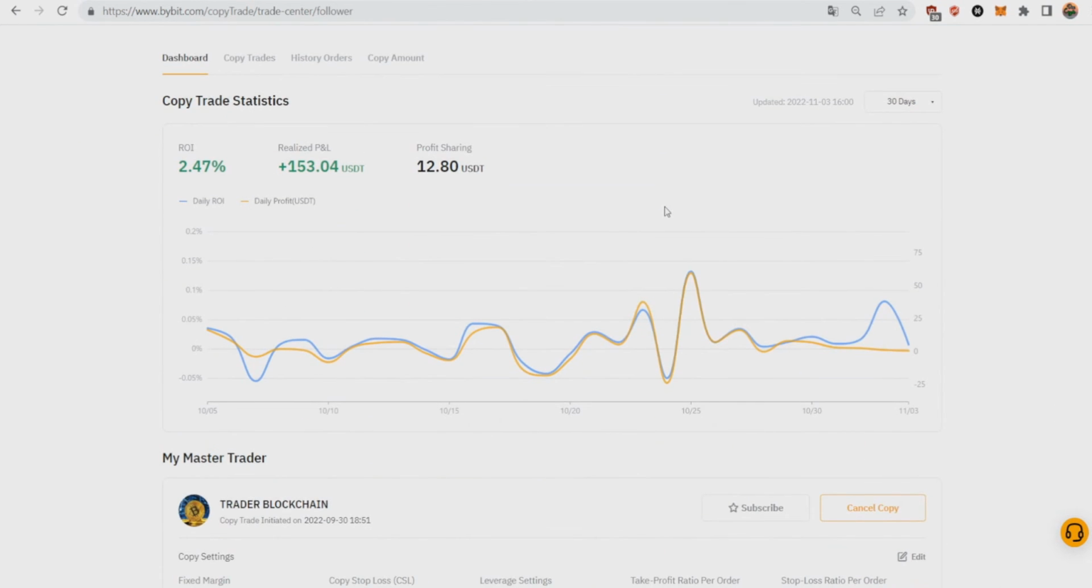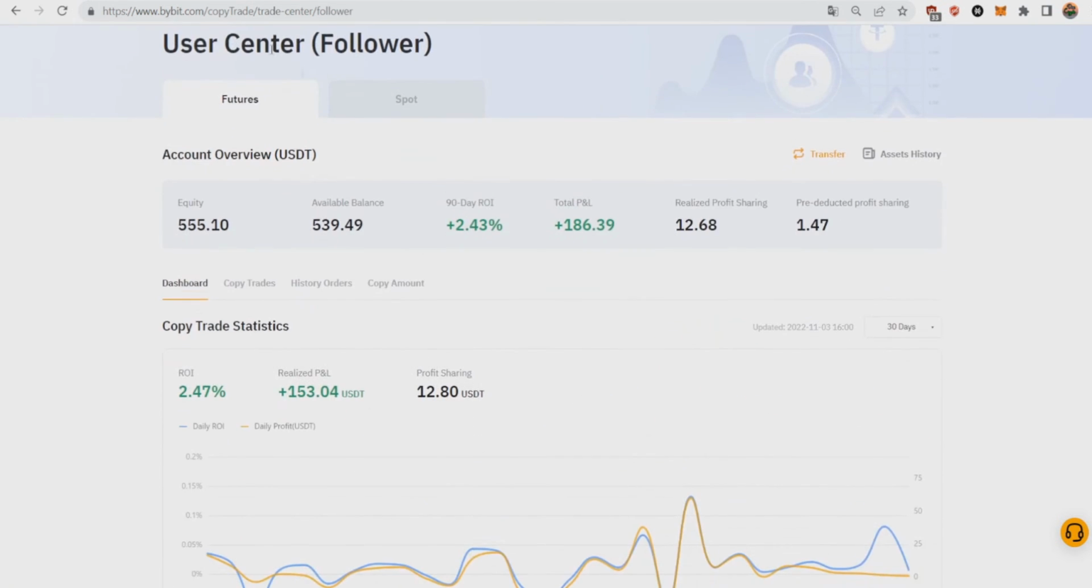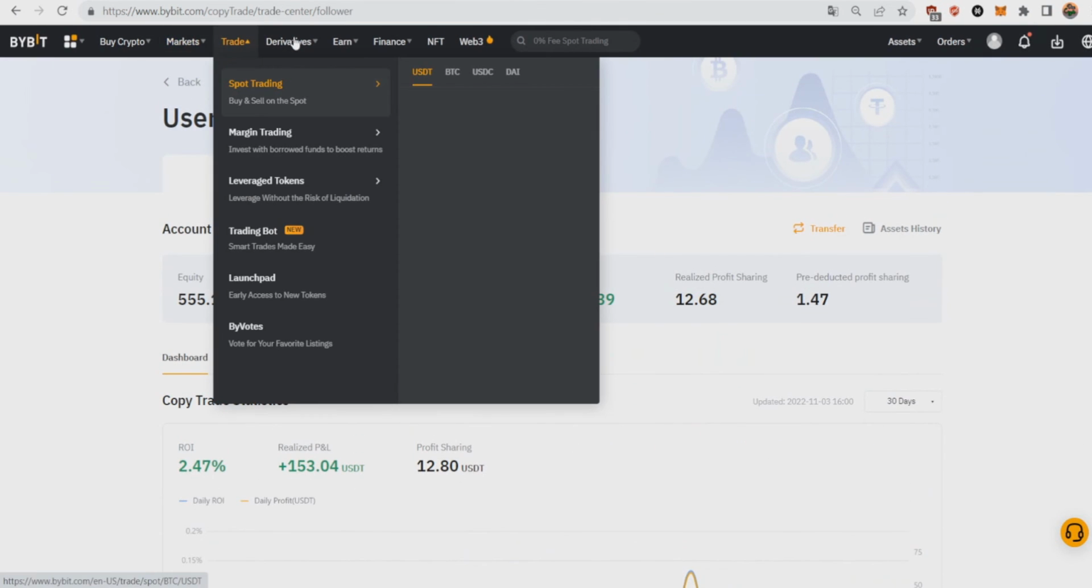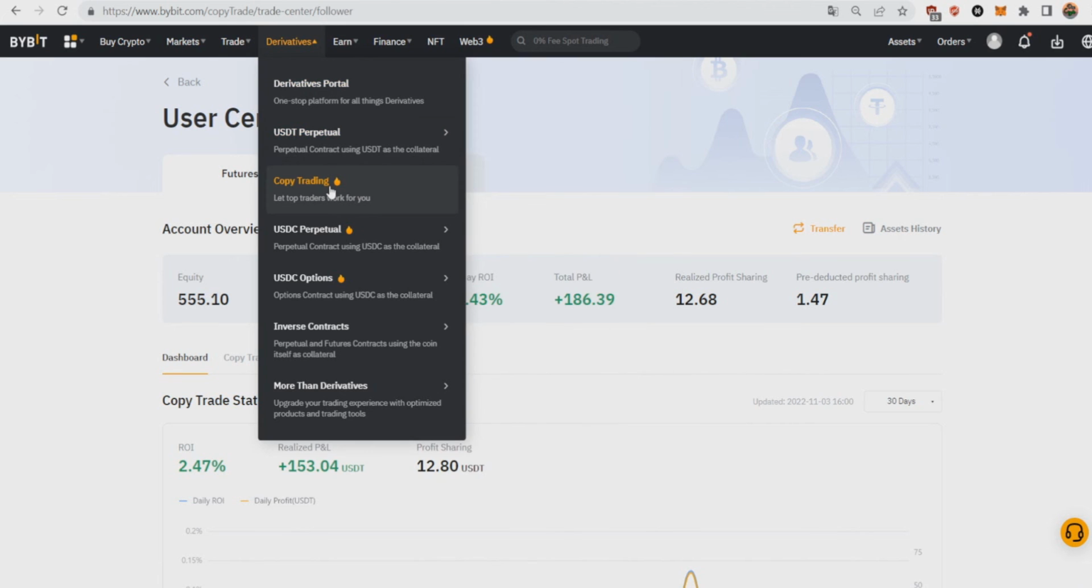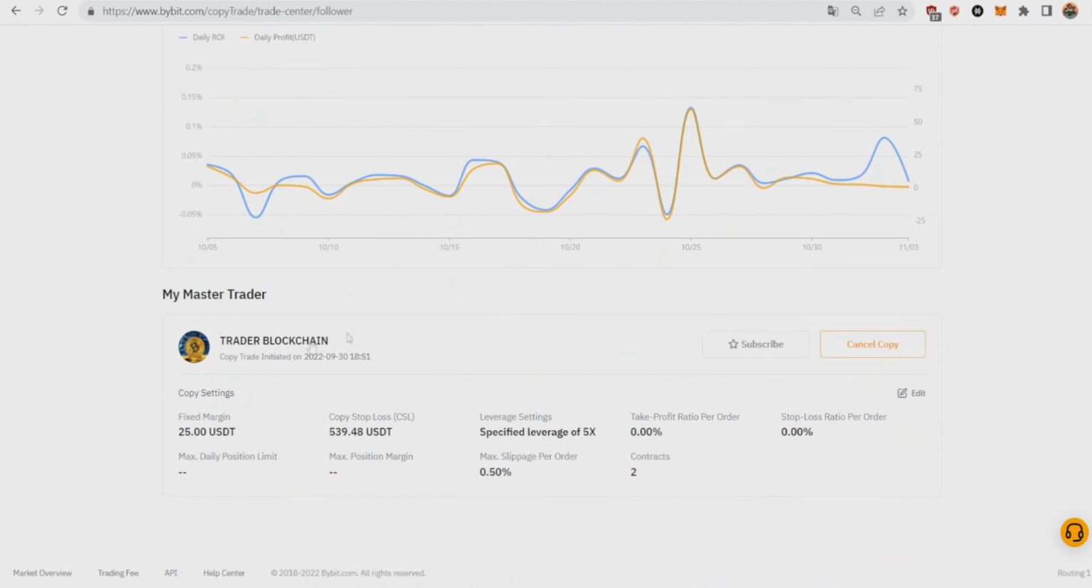Next few things is how can I adjust my settings? So all you gotta do, guys, is go to your user follower. So you just basically go to derivatives, copy trading, and click on the right on your account. And then you can just scroll down and just click edit. Another thing is how can I cancel my copy trader, because you can only follow once at a time.